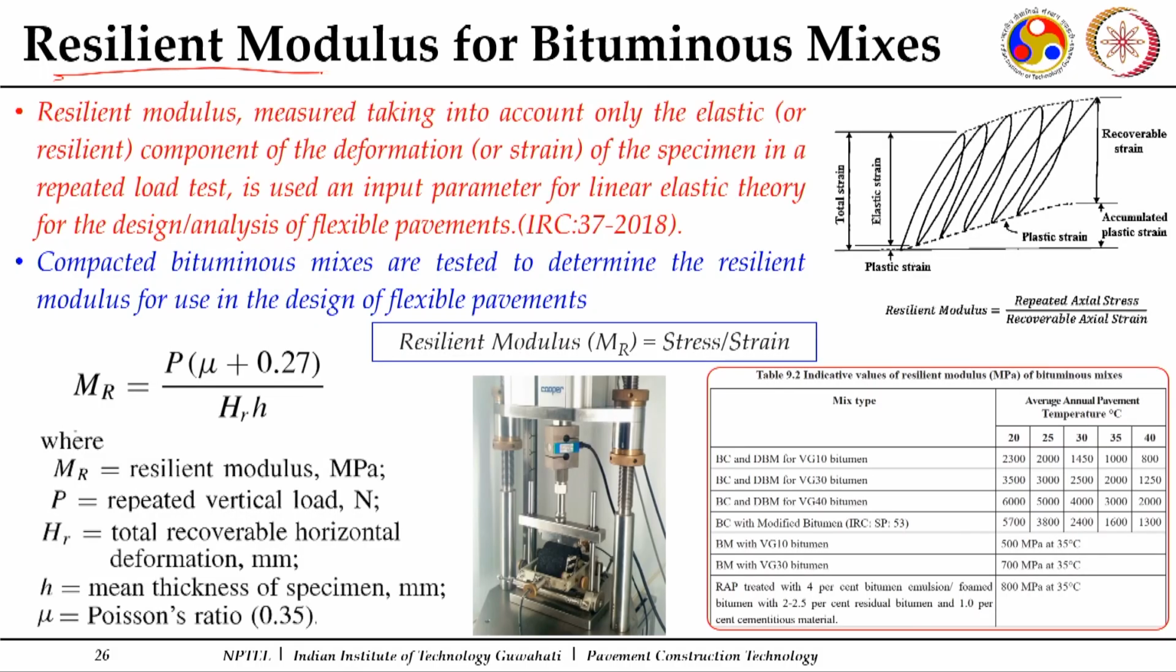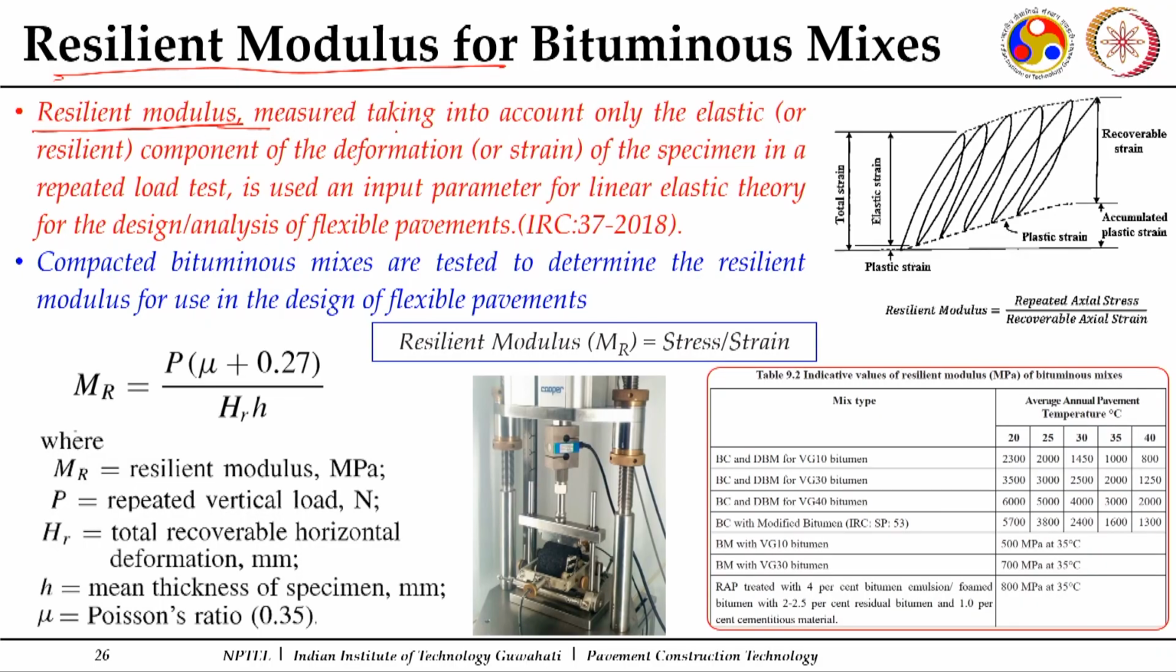And this parameter, which is the last one, again very commonly used for judging the strength of bituminous bound courses, is the resilient modulus. The term itself says resilient modulus, which is the elastic modulus, because this is the parameter used in the design of flexible pavements in India, which is done as per IRC 37. Resilient modulus takes into account only the elastic or resilient component of the deformation of the specimen in a repeated load test.